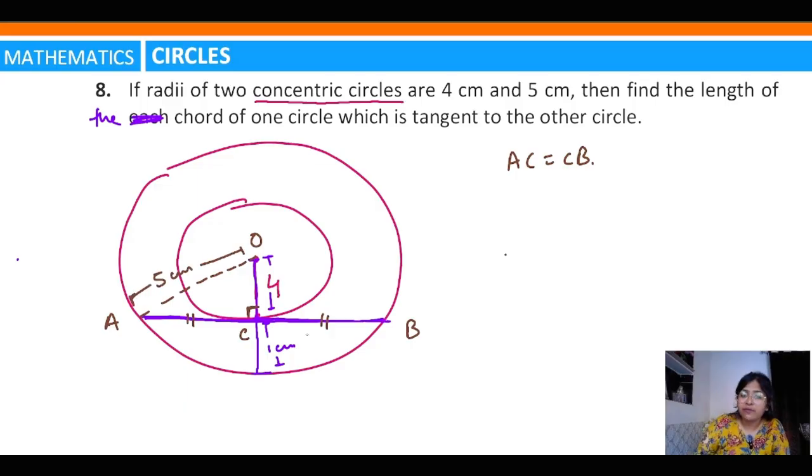We need to find out AC. Then we will do twice of AC, and it will be equal to AB. We need to find out the length of the chord, and the chord is AB, which is twice of AC.